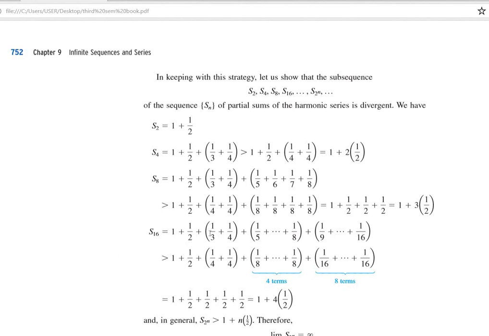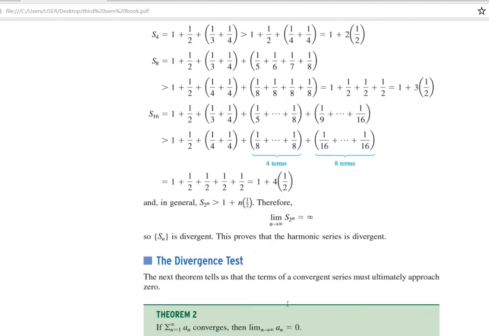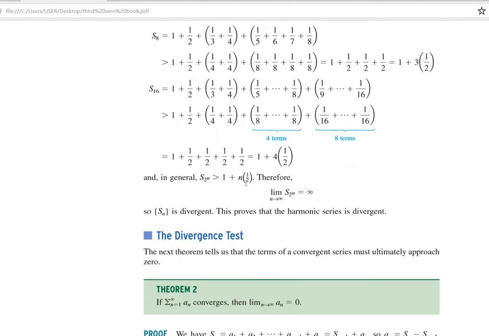S16 is equal to 1 plus 1 by 2 plus 1 by 3 plus 1 by 4, and so on. That is greater than the same first four terms, then the next four terms converted into 1 by 8 each, then the next 8 terms converted into 1 by 16 each. So this will become 1 by 2, 1 by 2 and 1 by 2. So this is 1 plus 4 into 1 by 2. Finally, S2 raised to n is greater than 1 plus n into 1 by 2.